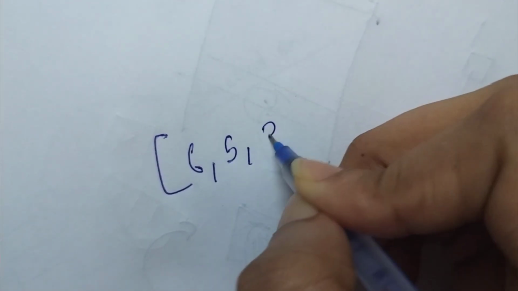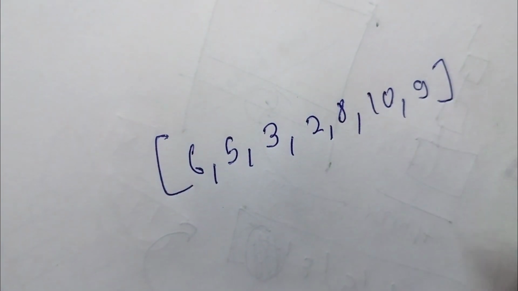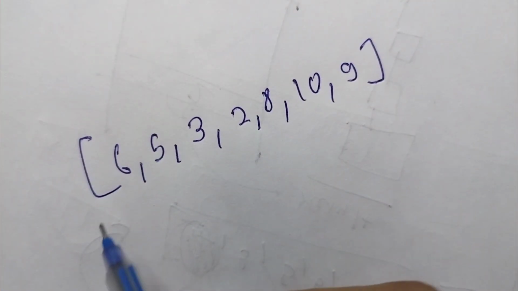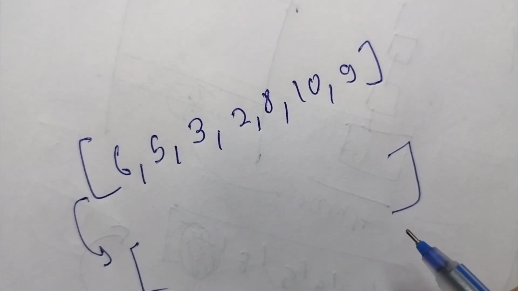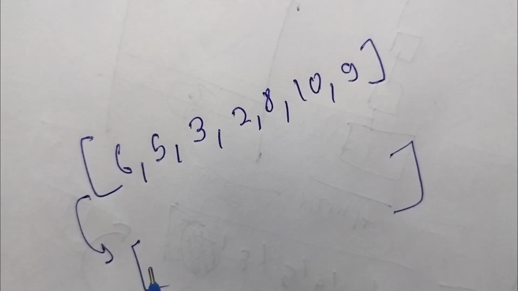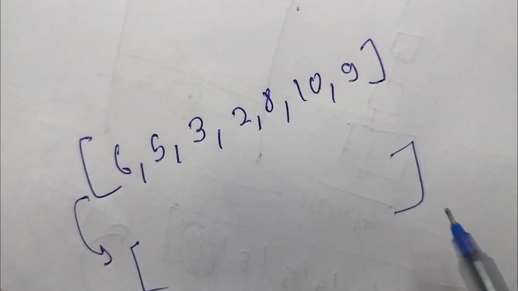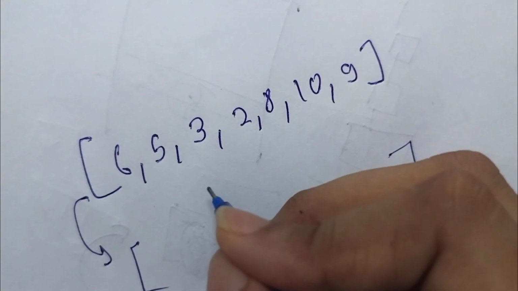Let me take an example. We have an array 6, 5, 3, 2, 8, 10 and 9, and we have to sort it in ascending order. If this was a normal sorting question, we could have easily used merge sort or quick sort, having time complexity O(n log n). But here the twist comes when we get a k.